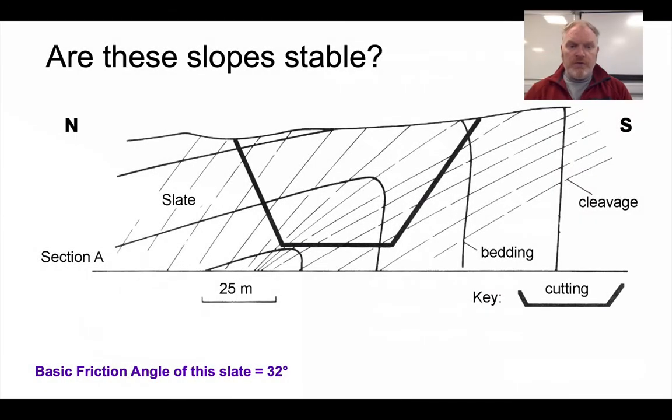I've given you 4 different cross sections. This is our first one, section A. We have some slates here, a bit of cleavage, a bit of bedding, a bit of folding going on there. And crucially, we have a basic friction angle of the slate of 32 degrees. Make a note of that, because you'll need that when we work on these slopes.